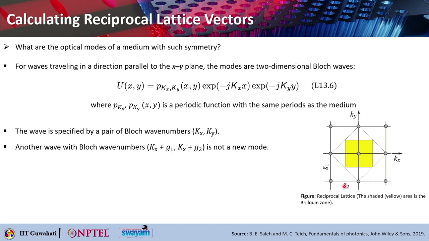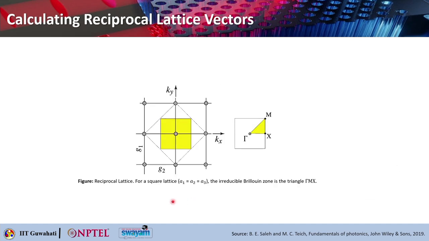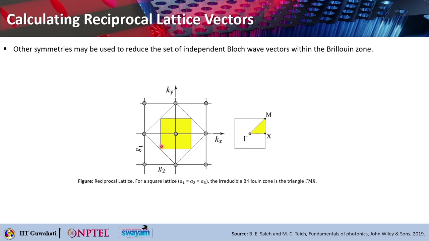So, as shown in the figure, a complete set of modes in the Fourier plane has Bloch wave numbers located at the points in the rectangle, which is shown in yellow, and this rectangle is defined by the boundaries of kx and ky. So, kx will be from minus g1 by 2 to g1 by 2, and ky will be from minus g2 by 2 to g2 by 2, okay? And that dictates the first Brillouin zone. So, you can think of this yellow square or rectangular area as the first Brillouin zone, okay?